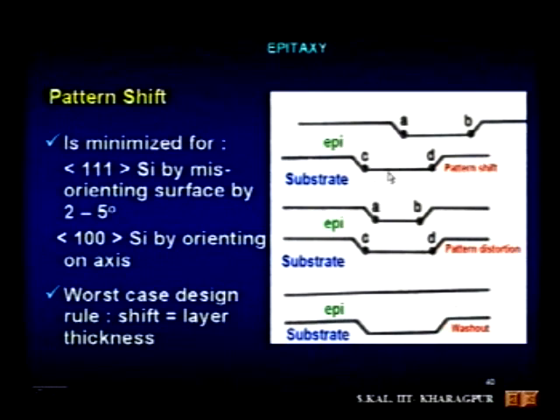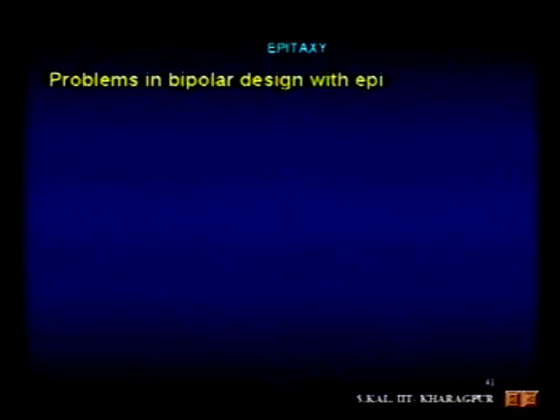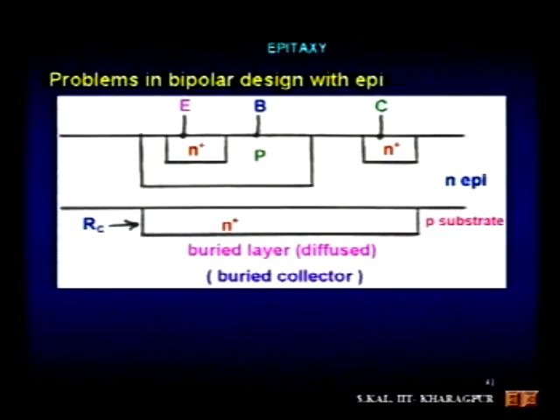So this is one problem, and other than the pattern shift, there are sometimes other problems. Why can't you grow the transistor with full epi? There are certain problems. Those problems are mentioned and addressed here. Problems in bipolar design with epi.